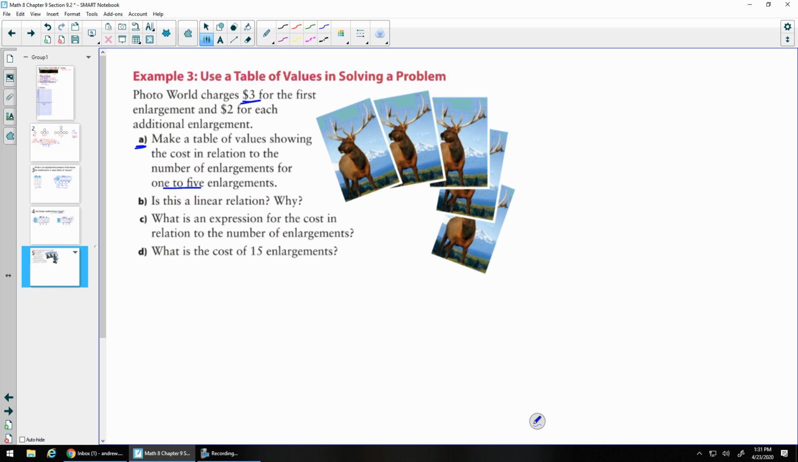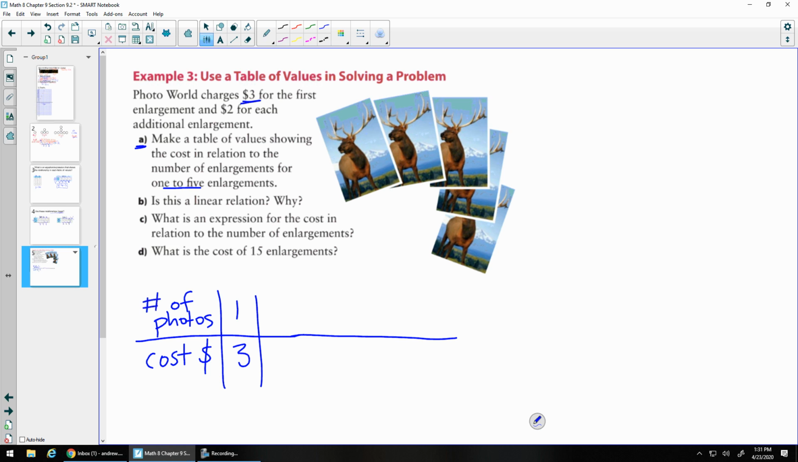from 1 to 5. Okay, so number of enlargements is one thing we're looking at. Number of photos. And then we're looking at cost, the dollars. Okay, so if you get just one photo enlarged, it's $3. And then it's only $2 for every one after that. So if you get 2 photos enlarged, it's going to be another $2. So we're going to go up to $5 total. If you get 3, we're going to go up another 2 to 7. If you get 4, it's going to go up to 9. If you get 5, it's going to go up to 11.